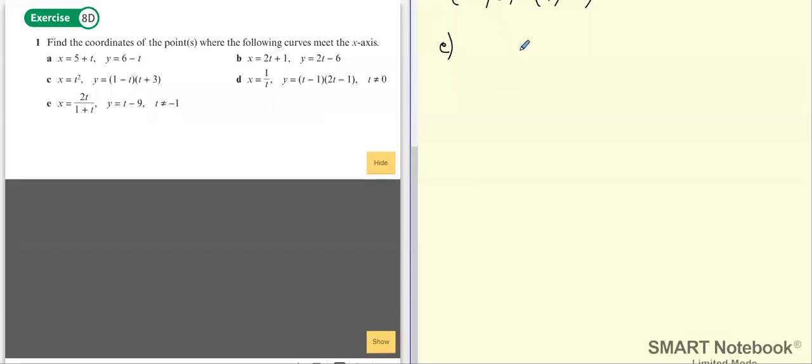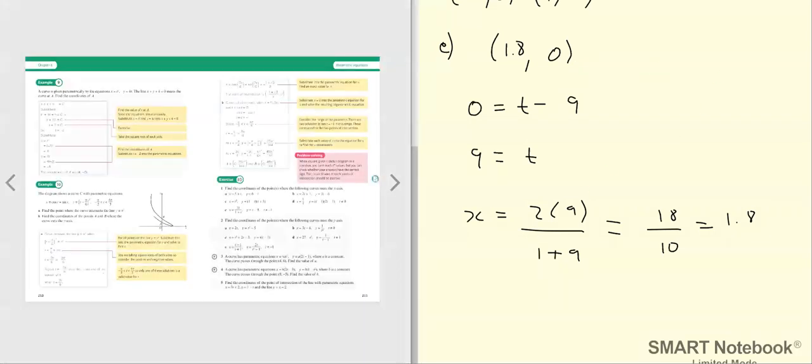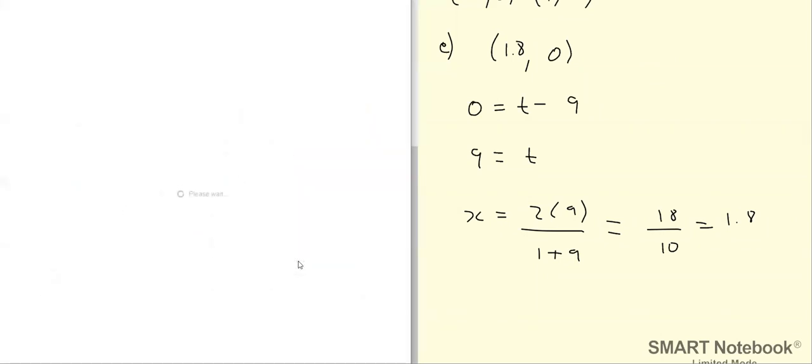So again, x-axis, y equals 0. So 0 equals t minus 9, 9 equals t, and so x is going to equal 2 times by 9 over 1 plus 9, which is 18 over 10, which is 1.8. So there's only one coordinate there. So that's fine, you've understood that. Right, okay, let's turn it up a notch.